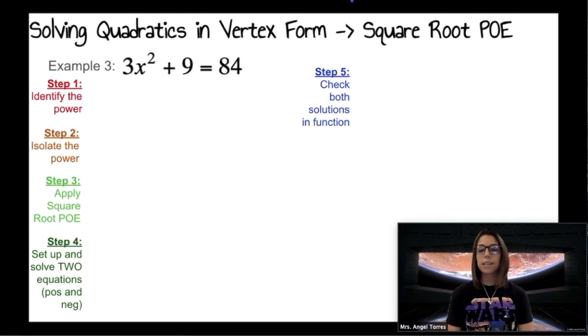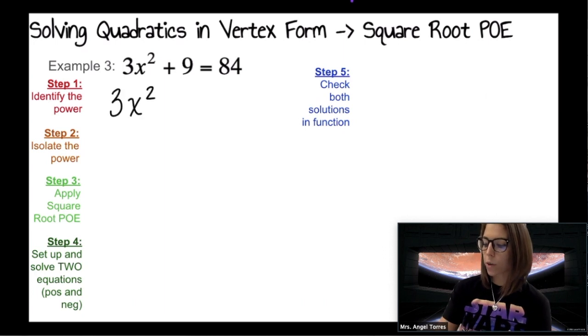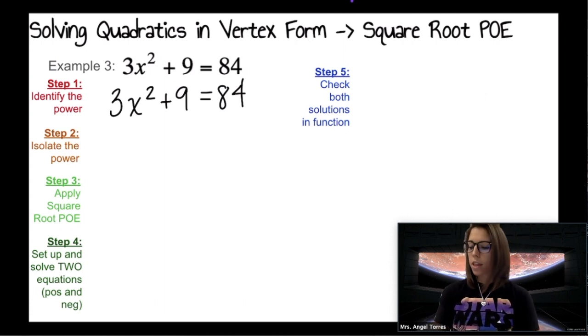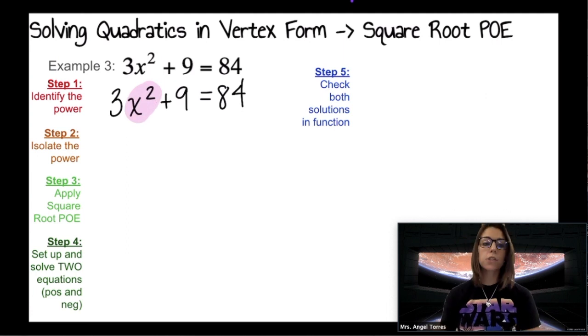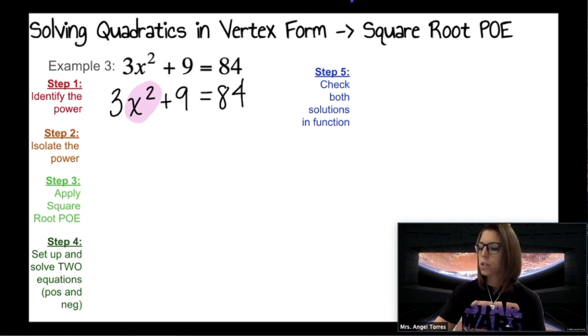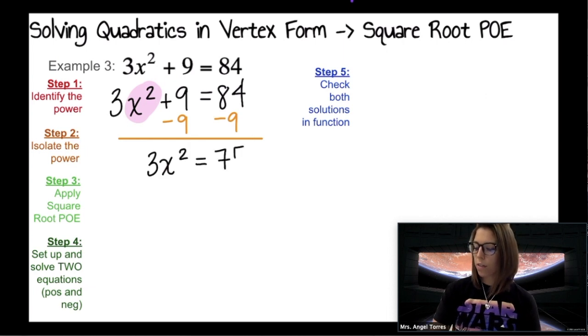Example number 3 is a little more complicated, but our steps remain the same. We have 3x squared plus 9 equals 84, and our first step is to identify just the power. The power here is our x squared. So our goal is to isolate that x squared just as we would if we were isolating x. So first I'm going to apply the subtraction property of equality, creating a 0 term out of that 9, and that gives me 3x squared equals 75.